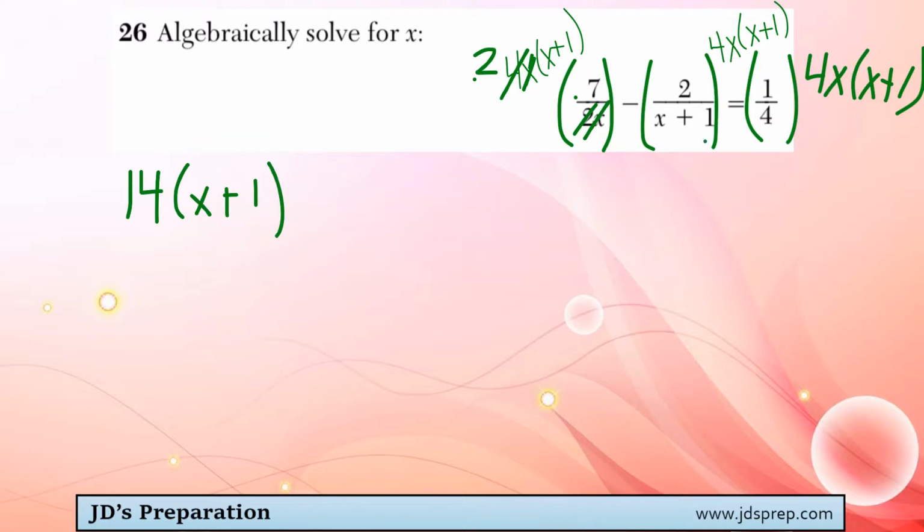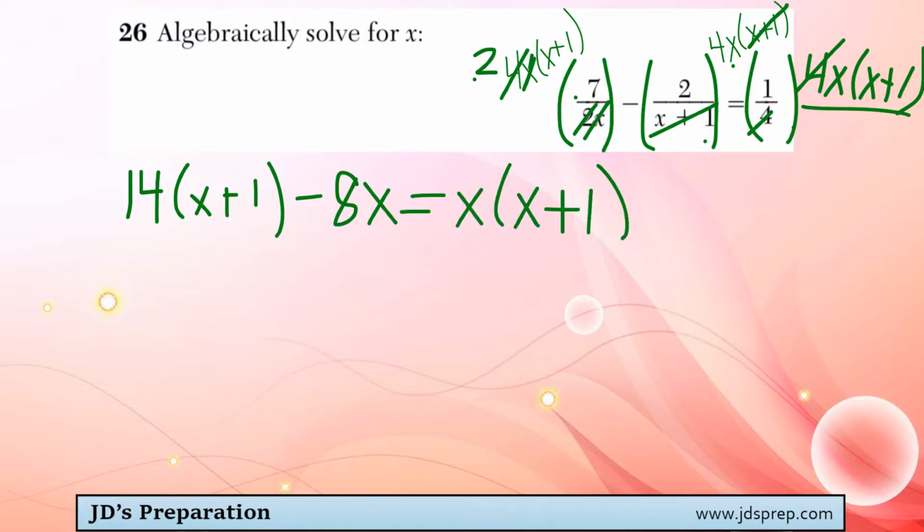For our second term here, our x plus 1s will cancel out, so we're going to be multiplying 2 times 4x to get 8x, and that's being subtracted. And then finally, the last term here, the 4s will cancel each other out, so we're just going to have 1 times x plus 1, which is just x times x plus 1.